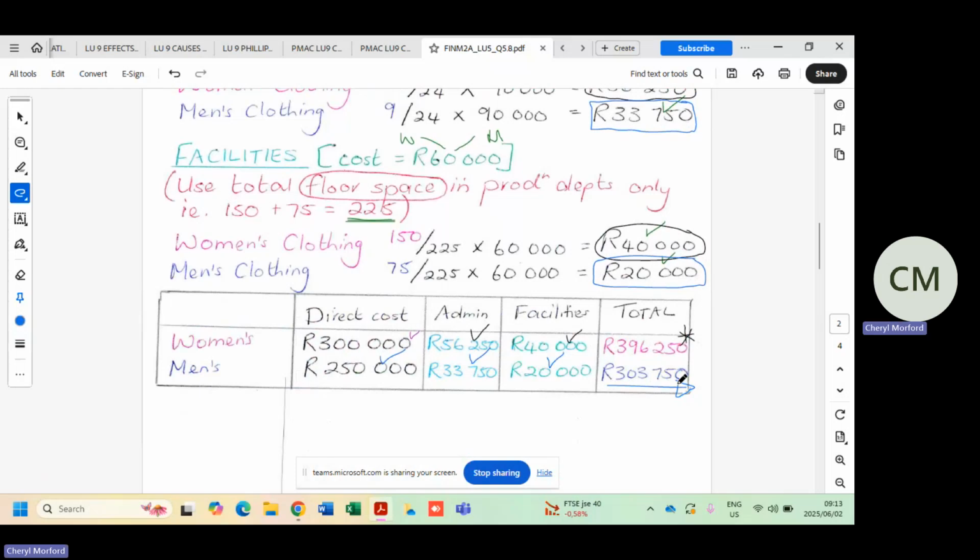But now for something a bit more tricky. This is the step method. So what happens here is we realize that the service departments provide services not only to production departments, but to other service departments. So we need to do the following. We need to identify which of the service departments provides the most amount of services to the other service departments and production departments. And then we start with that one.